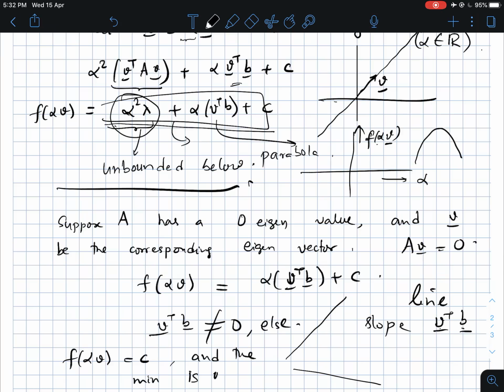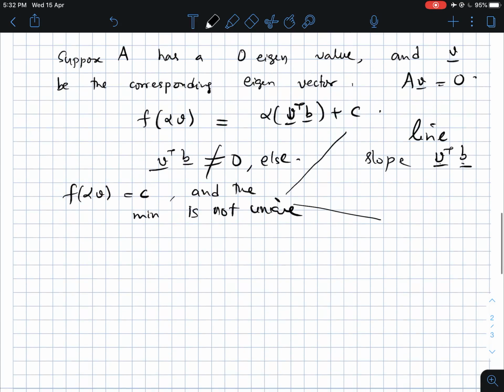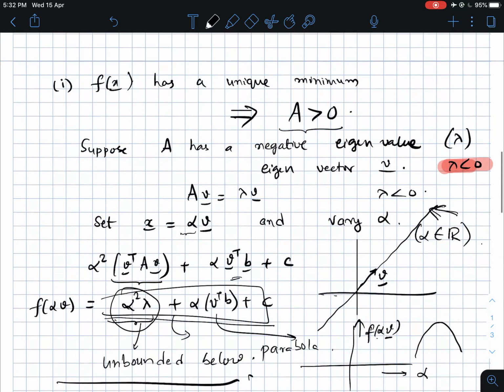It's not unique because picking any alpha will give you the value C, the minimum value. The minimum is not unique. So you cannot even have lambda equal to 0. The only possibility left for us is that lambda is positive. Basically this applies to any arbitrary eigenvalue. So this proves part 1: if your function has a unique minimum, then the matrix A has all positive eigenvalues, or in other words, it's positive definite.